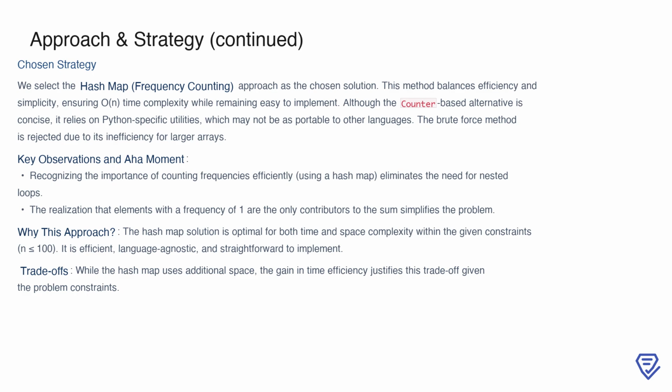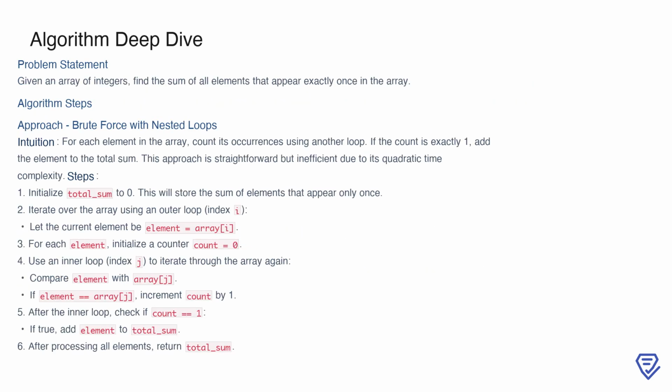ease of understanding. The problem asks us to calculate the sum of all integers in an array that appear exactly once. To start, we can use a brute force approach with nested loops. The intuition here is simple. For each element in the array, we count how many times it occurs using another loop. If the count equals 1, we add the element to a running total.